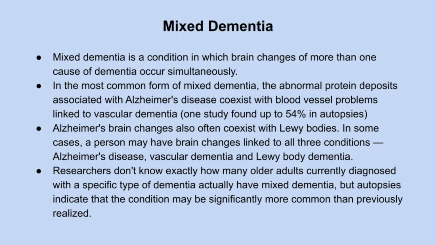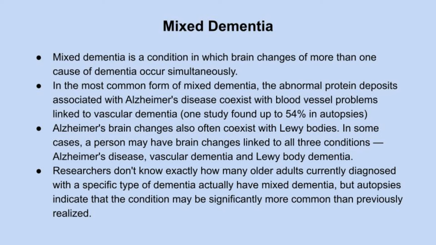And I will very briefly discuss mixed dementia, because this is a condition in which brain changes of more than one cause of dementia occur simultaneously. In the most common form of mixed dementia, the abnormal protein deposits associated with Alzheimer's disease coexist with blood vessel problems linked to vascular dementia. There is one study that found up to 54% of this in autopsies.